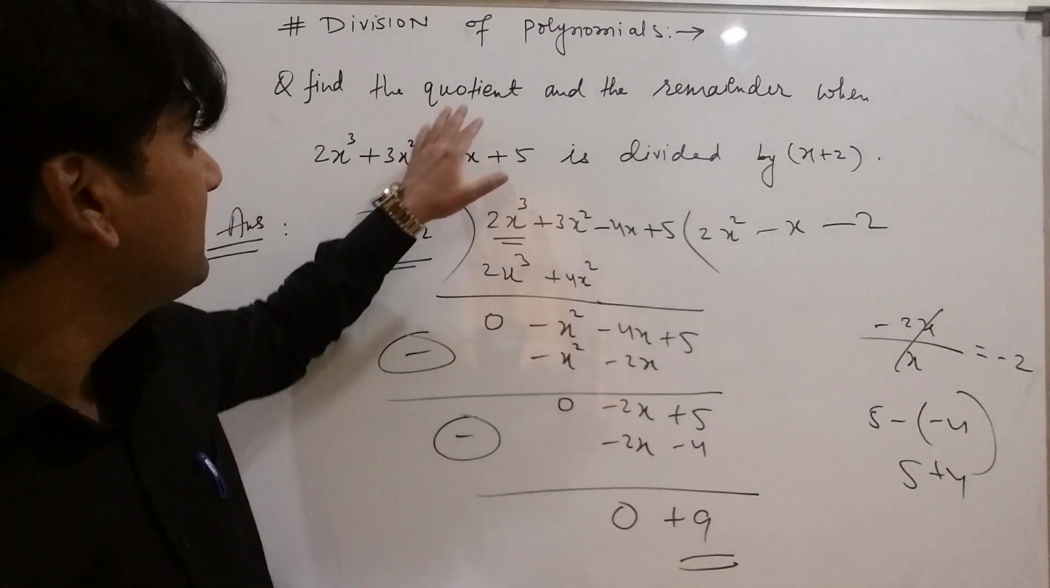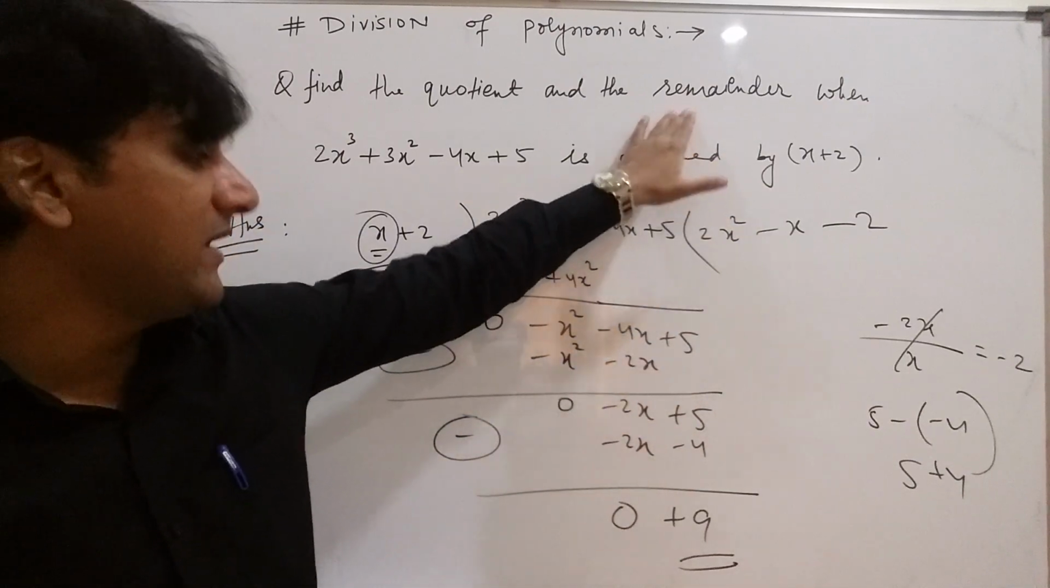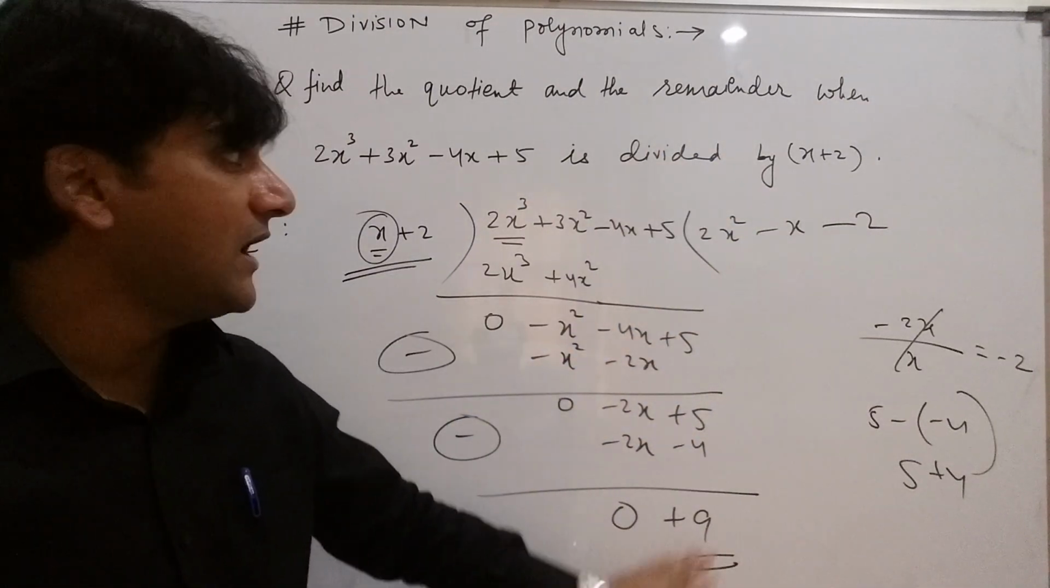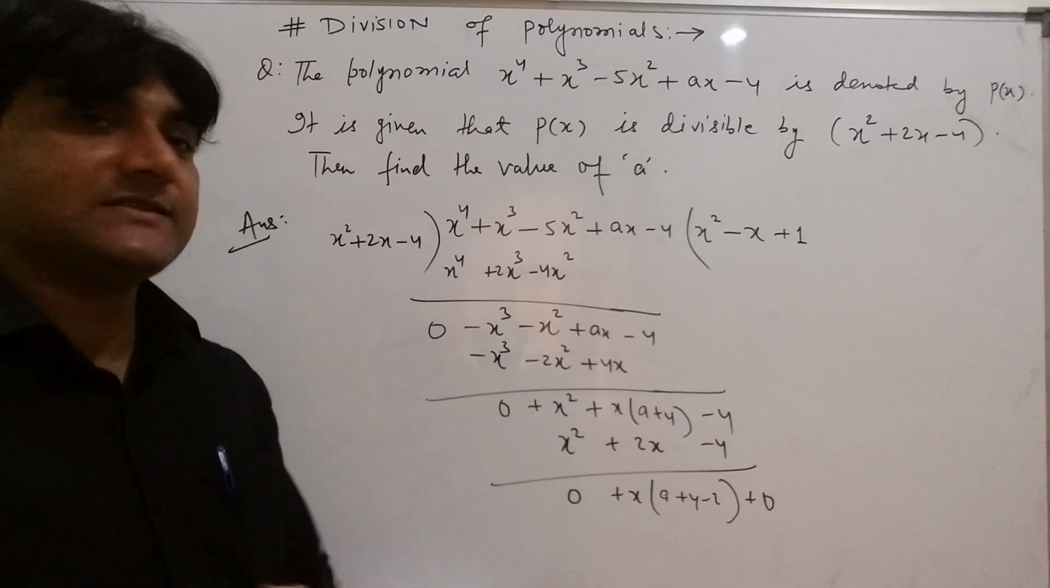So the question is, find the quotient. Quotient is 2x squared minus x minus 2. Find the remainder. Remainder is plus 9. I hope you understood. Okay, now we will understand another example.